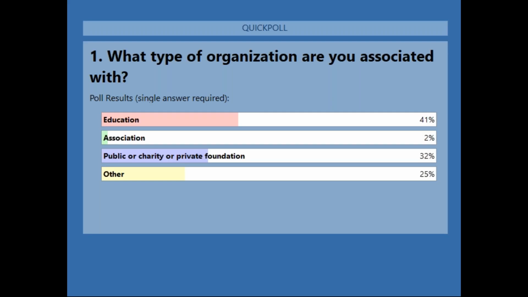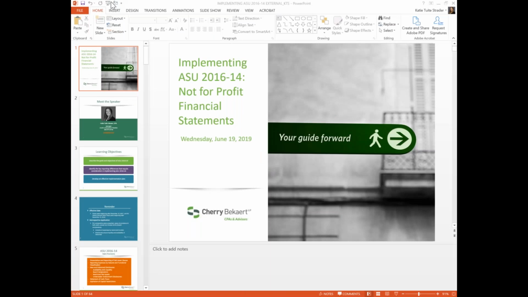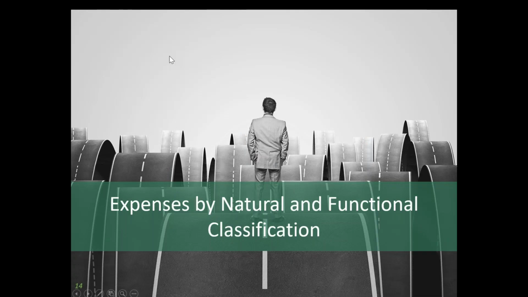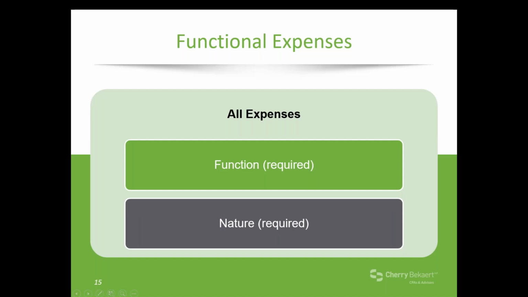I will go back to the PowerPoint now. And so the next change we'll discuss is around functional expenses. Now all entities are required to show all expenses by both function and nature. Currently GAAP only required this for voluntary health and welfare organizations, and for all other not-for-profit entities, it was only required to show by function. So this is probably going to be a big change for most.